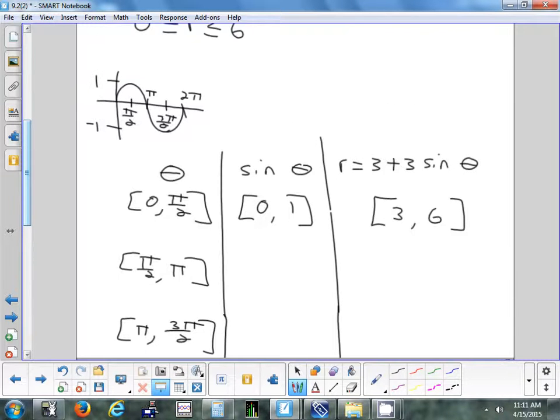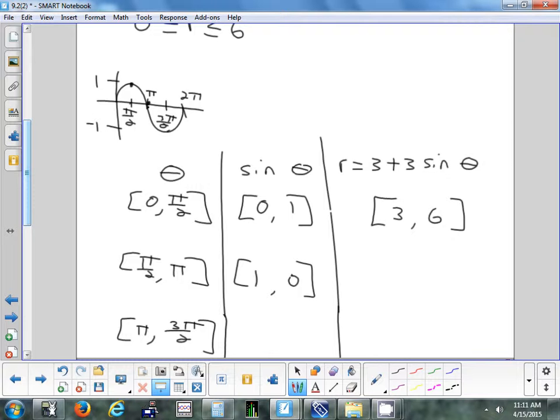Okay, pi over 2 to pi. Andy, what's happening to the sine function from pi over 2 to pi? So here it is at pi over 2. Here it is at pi. So as the x values go from pi over 2 to pi, what's happening to the y values? It's going down. From what to what? 1 to 0. Yep, it's going from 1 to 0.